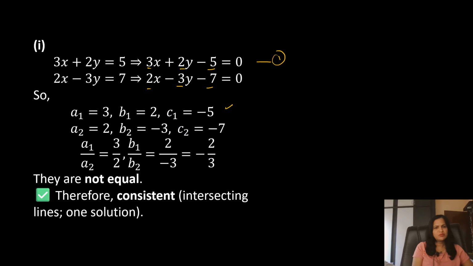Are they equal? a1 by a2 is not equal to b1 by b2. Which condition is it then? Therefore, consistent. They are intersecting at one point, so you will get one solution. Next sum.